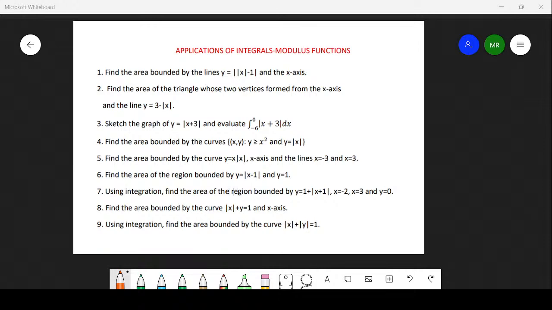Today I am going to explain application of integrals, especially 9 problems related to modulus functions. If you prepare this, all types of modulus functions I am going to cover. You will get an idea about this.